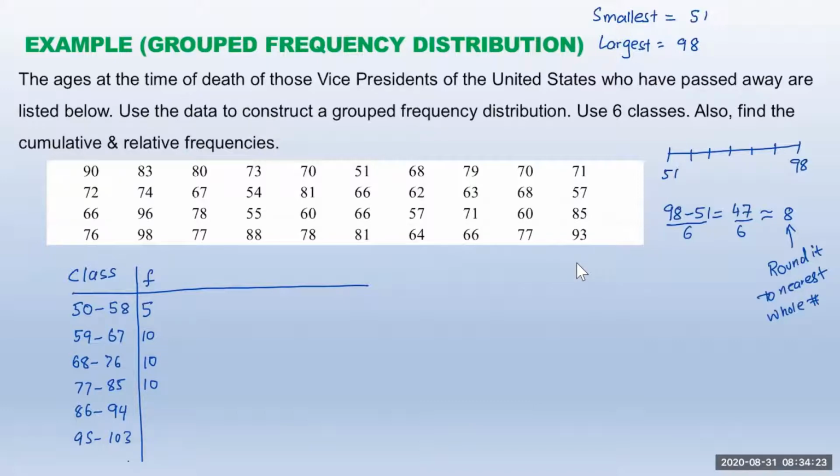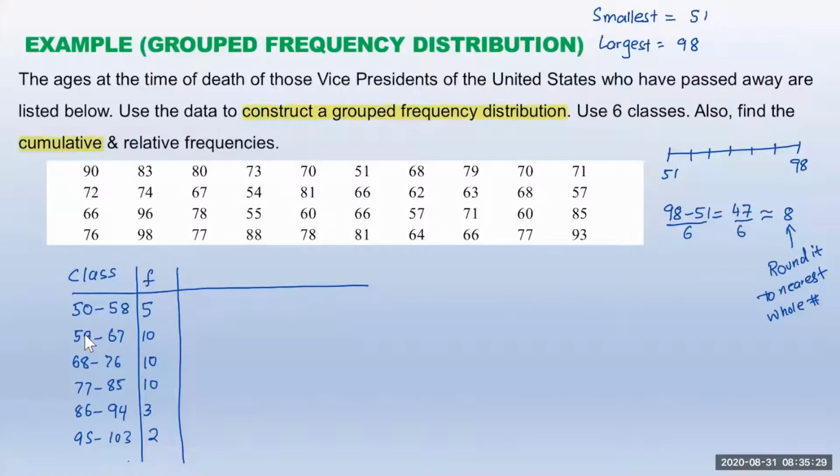And how many are there between 95 and 103? Only 2, these 2 values. So that is the frequency distribution. So we have the grouped frequency distribution here. After we have constructed the grouped frequency distribution, next we are asked to find the cumulative frequency.